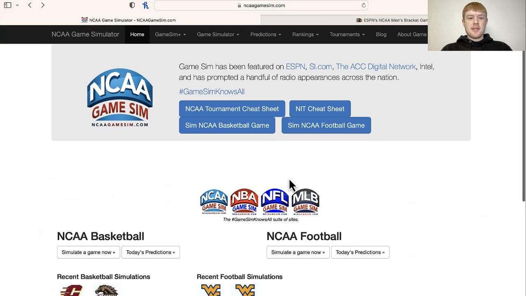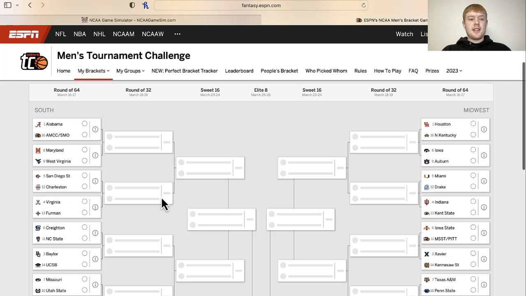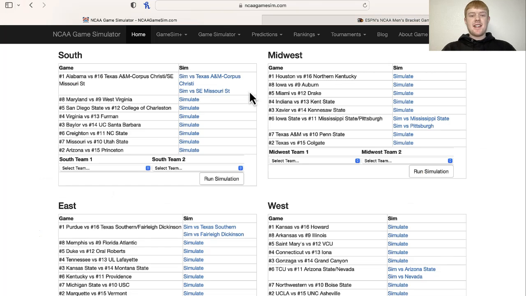NCAA Game Simulator is this really cool website where you can simulate almost any NCAA basketball game you can think of. So here we are for the tournament. We're going to go game by game. We're going to simulate each first round and I'm going to input it into the ESPN Tournament Challenge until we have a champion. Okay, let's get right into it.